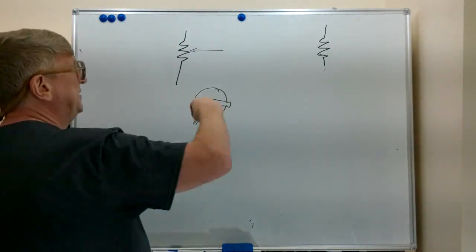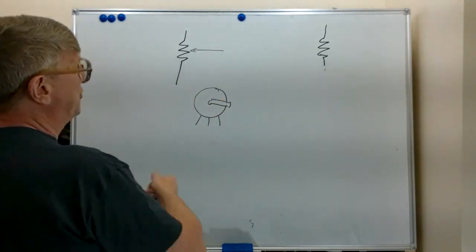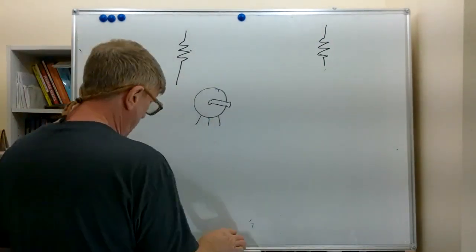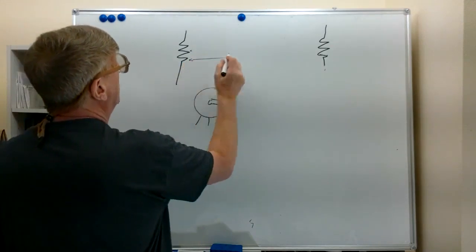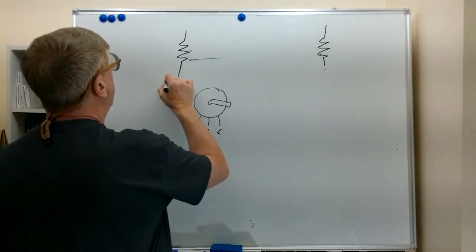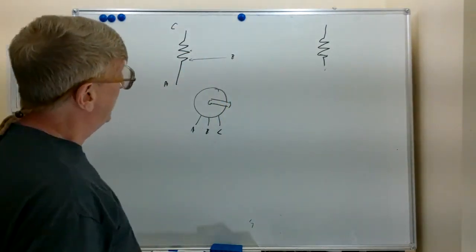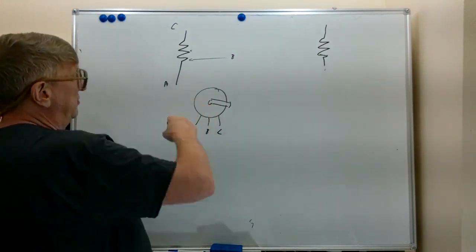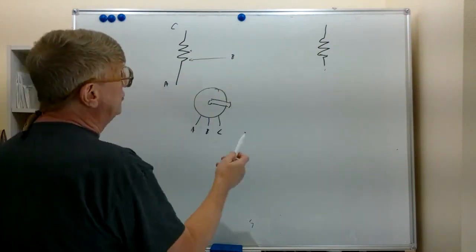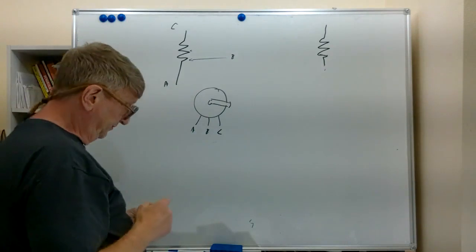And they can typically be turned slightly less than 360 degrees. So if you turn this thing all the way down, you end up putting your wiper way down here. I'm going to mark these A, B, and C. So when you turn it all the way down, you basically have zero resistance from A to B, and the full value of whatever this particular variable resistor is from B to C.